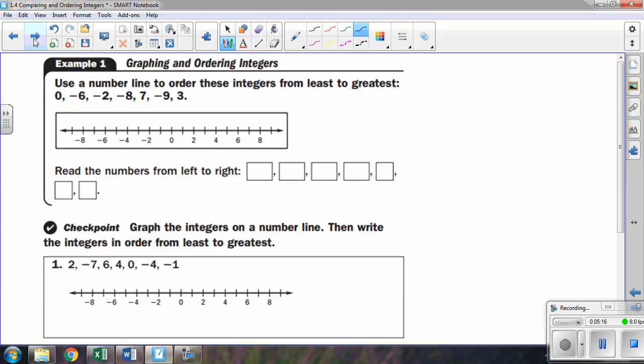Okay, let's continue our notes. Use a number line to order the integers from least to greatest. Using the number line, of course, means graph on the number line. So let's just plot the point down for each one of them. 0 is right here. Negative 6, negative 2, positive 7, negative 9, positive 3. Make sure you follow along with what the directions ask. If the directions ask you to use a number line, you have to use a number line.